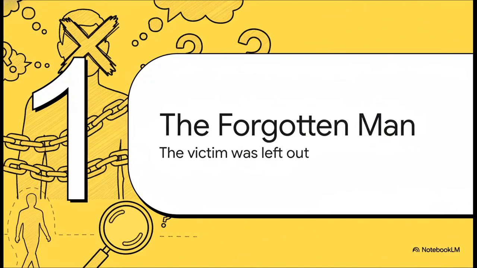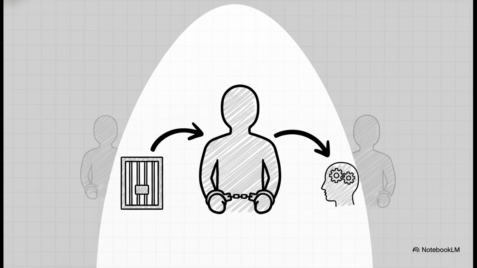Okay, so to really get this, we've got to start with the old way of thinking. So, Section 1, Criminology's Forgotten Man. We're going to see how the victim was pretty much left out of the picture entirely. For the longest time, the system really only had one thing on its mind: the offender. Everything, and I mean everything, was about punishing or reforming or rehabilitating the person who broke the law.